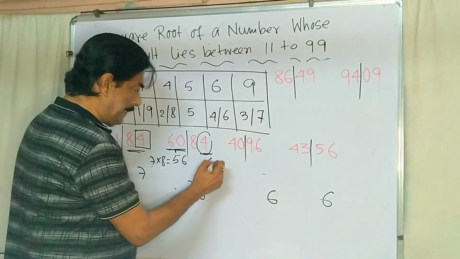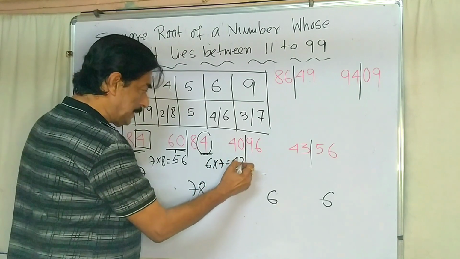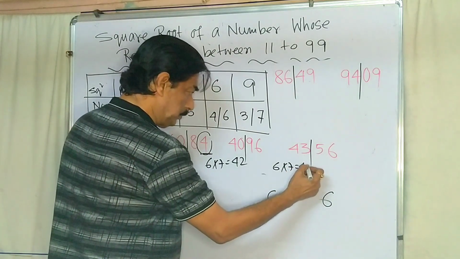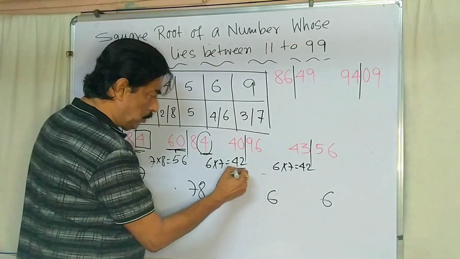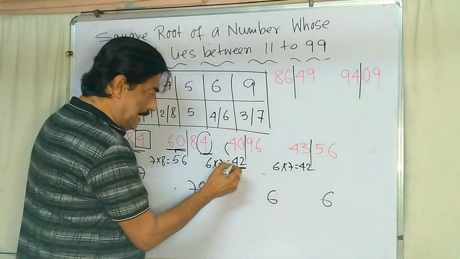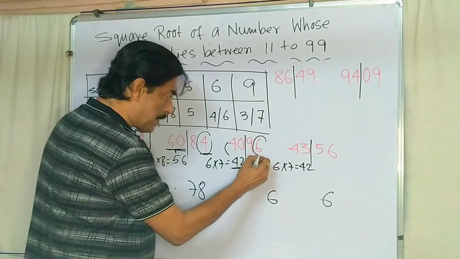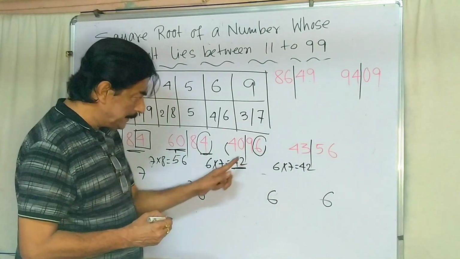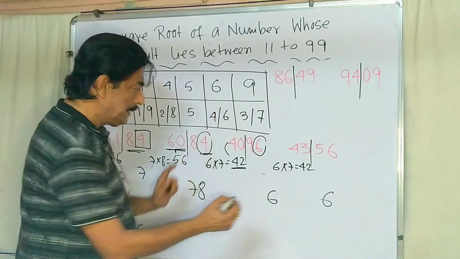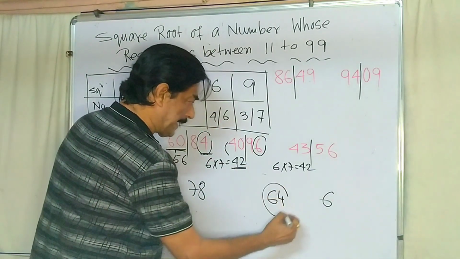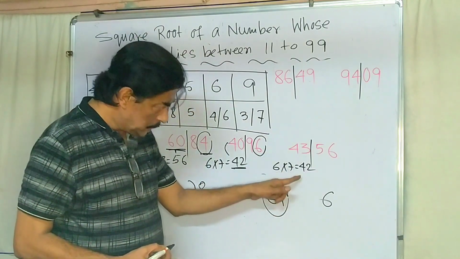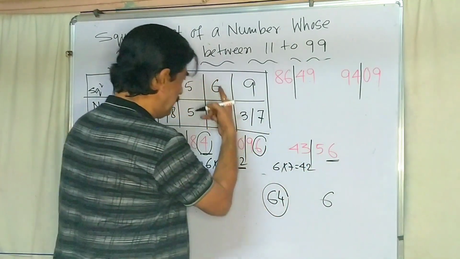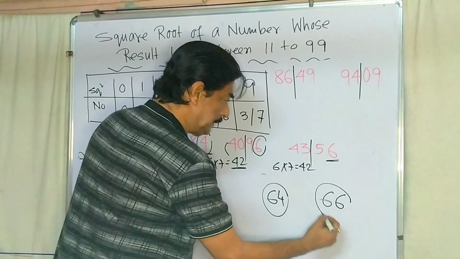6 multiplied by the next higher number, the result is 42. In this case, the 42 is greater than 40. So if it is greater, we have to consider the small number under 6. For greater, we consider small. For small, we consider greater. So this is greater, we have to consider the small number under 6, means 4, so 64 is your right answer. And the second case, 42, which is smaller than 43. So as it is smaller, you have to consider the large number under 6. Large number is 6. So your result is 66.